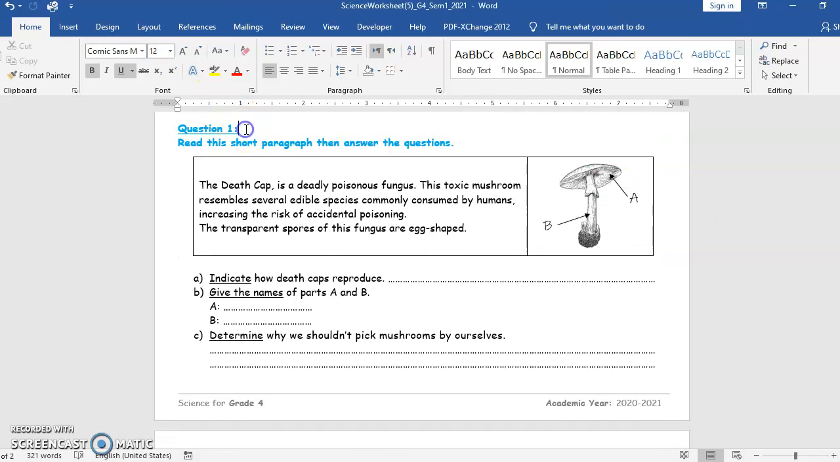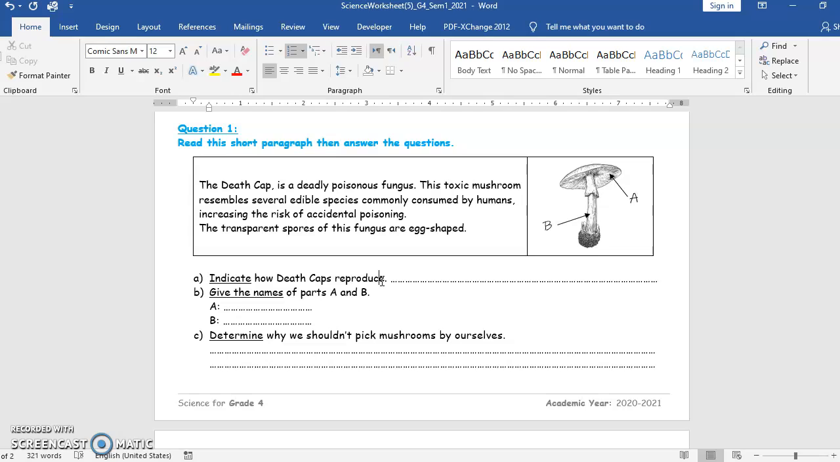Let me start with question number 1, talking about the death cap. The death cap is a deadly poisonous fungus. This toxic mushroom resembles several edible species. It looks like them, commonly consumed by humans, increasing the risk of accidental poisoning. The transparent spores of this fungus are egg-shaped, indicating how death caps reproduce. Okay, since this is a name, I must write it this way with capital letters.